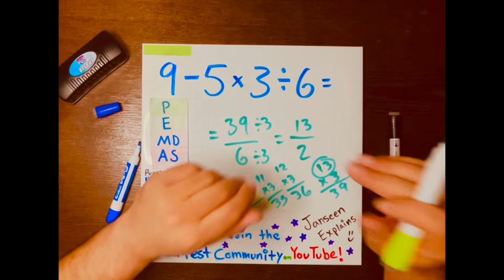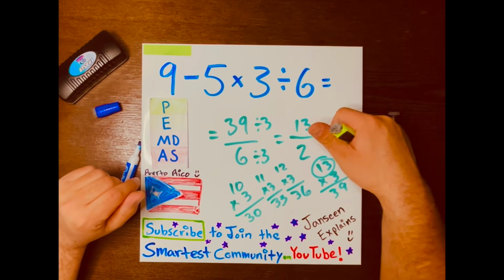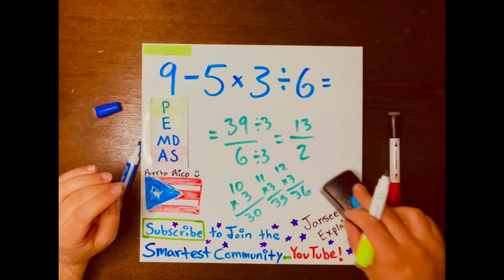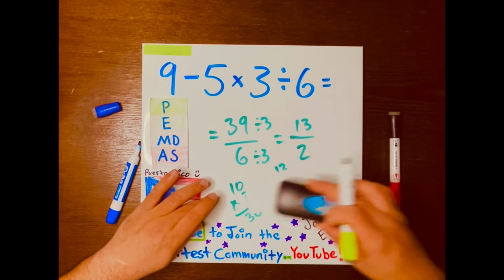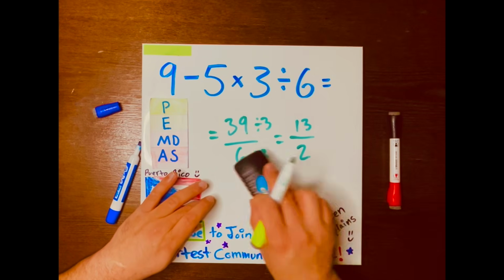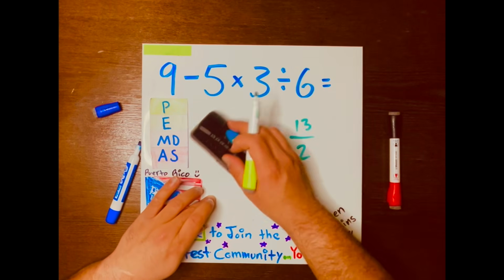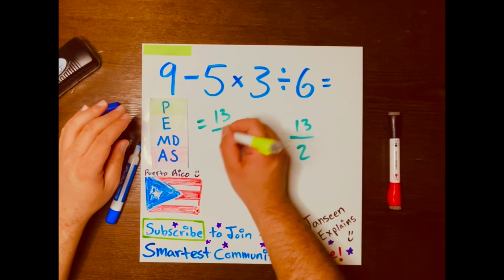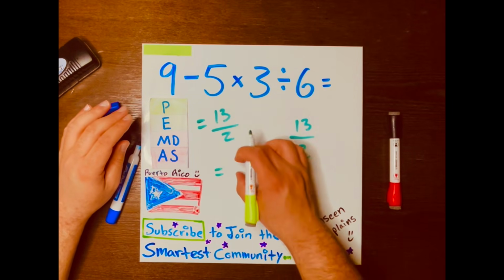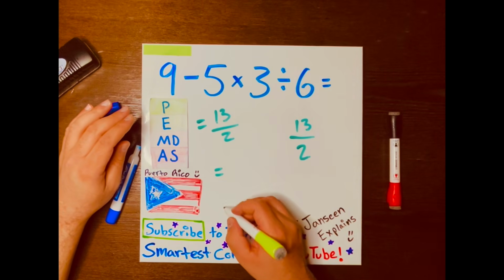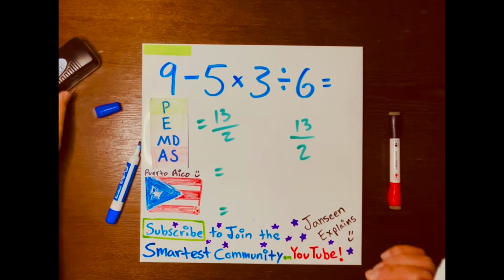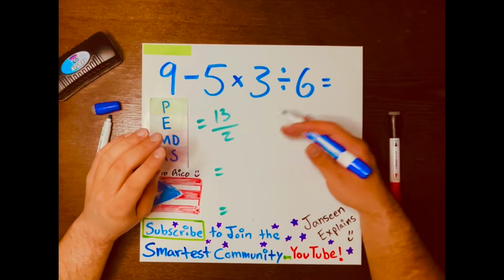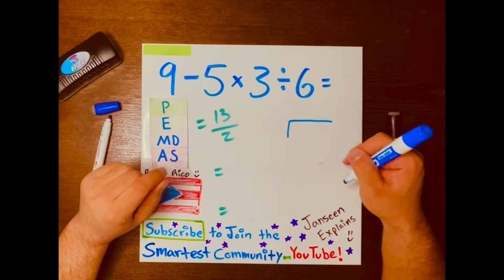So this is your answer, but we're going to get a mixed number answer and a decimal answer using long division. So our first answer is 13 over 2. And I am going to write that over here, 13 over 2. Then I'll write the mixed number answer here, and lastly, our decimal answer here. So we're going to use long division. Going back to the blue color. So here's the long division symbol.